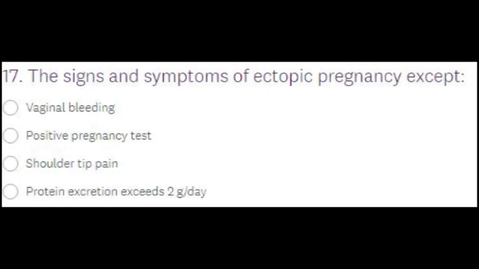Next question, the signs and symptoms of ectopic pregnancy are except option A, vaginal bleeding, option B, positive pregnancy test, option C, shoulder tip pain, option D, protein excretion exceeds 2 grams per day. Protein excretion exceeds 2 grams per day is the right answer, that is option D.